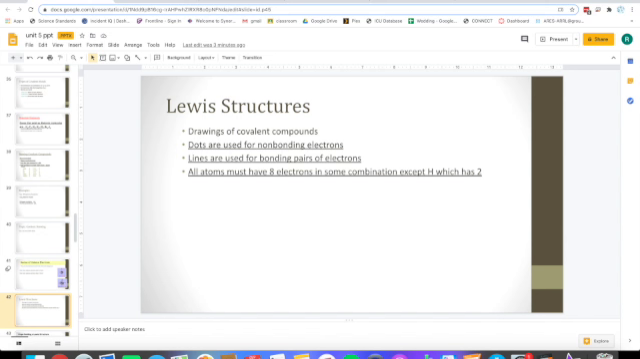Okay, Lewis structures. So we talked about this last unit, but we just talked about single elements. Now we're going to start talking about it in terms of covalent compounds, or more than one element. So in this case, dots are used for non-bonding electrons. For each dot you have, that is 1 electron. Lines are used for bonding pairs of electrons. So one line, since it's a pair of electrons, would count as 2 electrons. All atoms must have 8 electrons in some combination around it to be happy, except for hydrogen, which only needs 2 electrons to be happy.